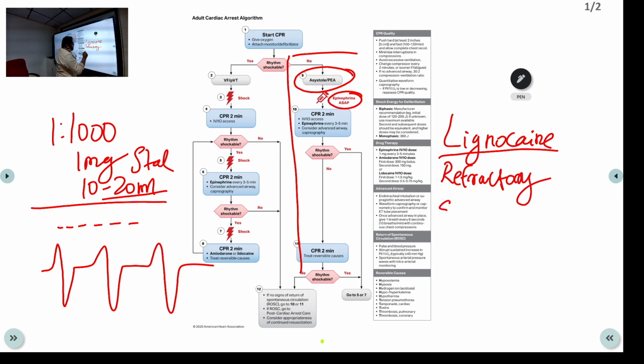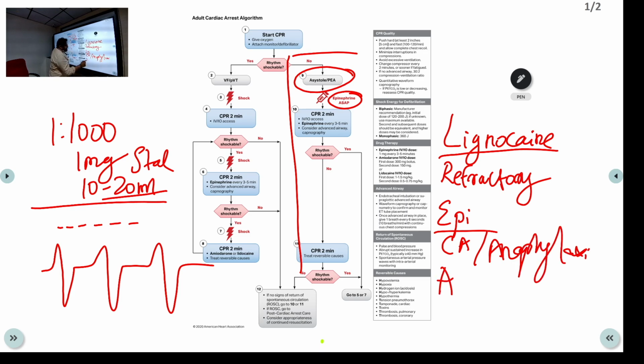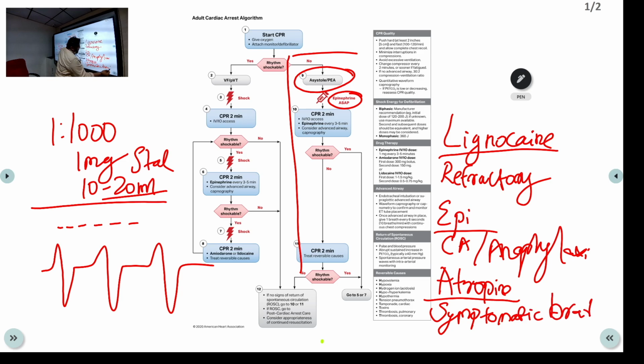The next drug is epinephrine. Where can you give epinephrine? Most importantly in cardiac arrest, and next in anaphylaxis. These are the areas where you want to give epinephrine. Atropine: the most important indication is symptomatic bradycardia. We will discuss that later, but that is the area where you can give atropine, and also in OP poisoning. OP means organophosphorus poisoning, and atropine is the antidote.